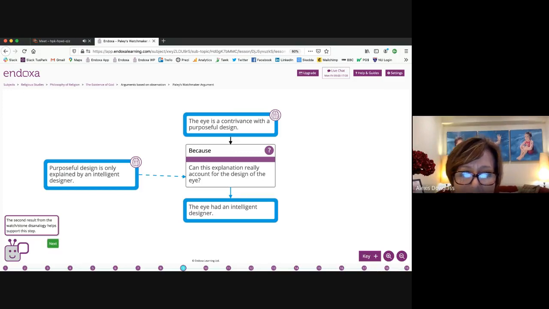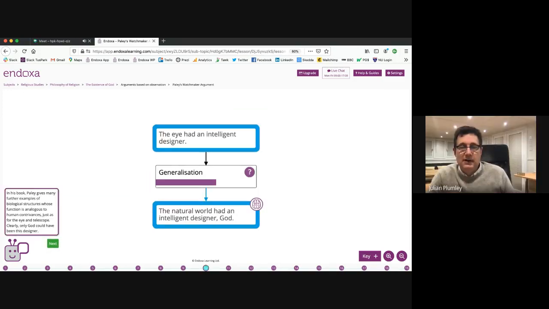And what's our next step from this? So the last step of Paley's argument is probably the most simple, which is, if the eye had an intelligent designer, let's generalize this to the whole natural world having an intelligent designer. And although that's a big step, he does do a lot of work in the book to add lots of other examples, mostly from biology.